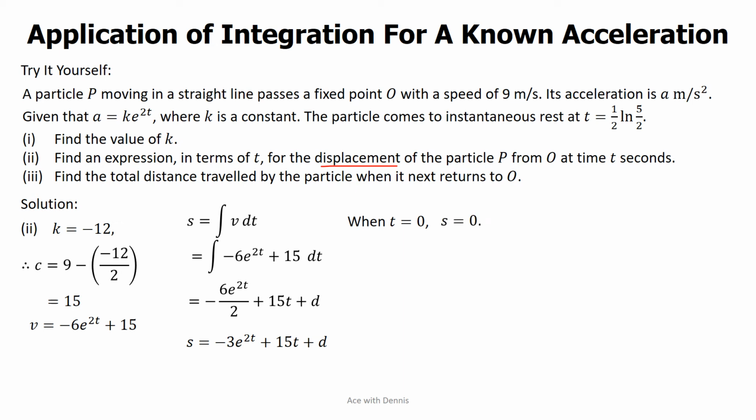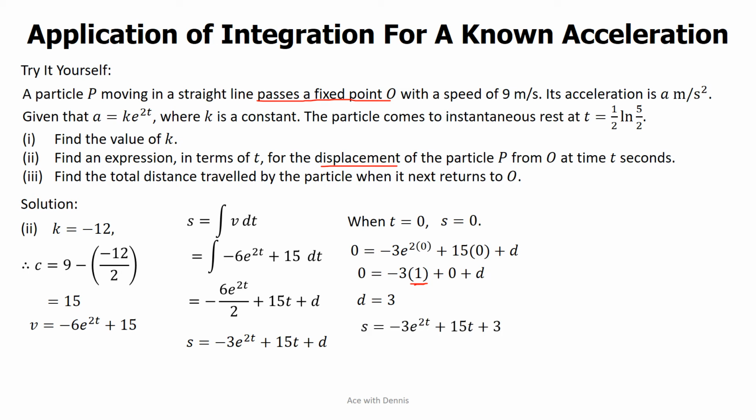So when t equals 0, the displacement is 0, as mentioned in the question, it passes the fixed point O initially. Hence, substitute the value inside. 0 equals negative 3 e to the power 2 times 0 plus 15 times 0 plus d. Remember, e to the power 0 is not 0, but it is 1. Therefore, d equals 3. Then we can rewrite the equation as s equals negative 3 e to the power 2t plus 15t plus 3.